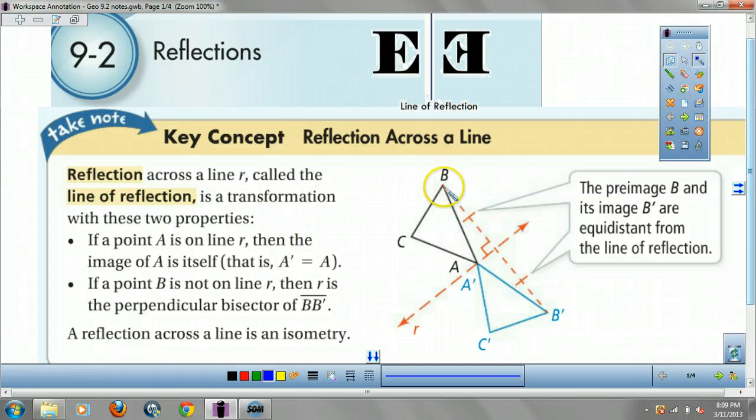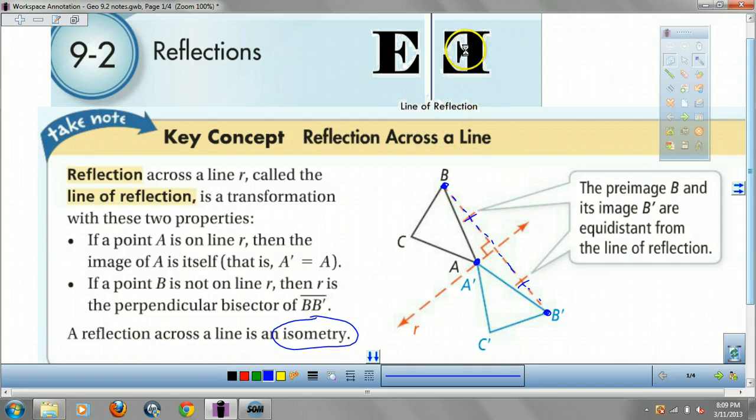A reflection says, if I take a point that's not on the line, I draw a perpendicular line to my line of reflection, and I make it equidistant on both sides, and I draw my new point. If my point is on the line, it does not move. Think about if you touch the mirror, your reflection's on the mirror. And when you're standing away from a mirror, your reflection is the same distance away from the mirror on the other side as you are. And this is an isometry, which means they're still congruent figures.